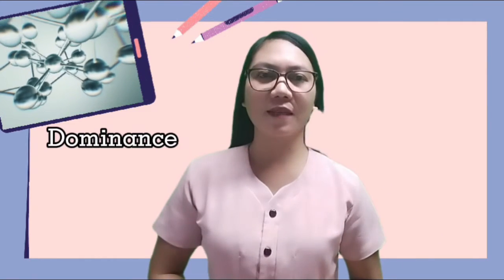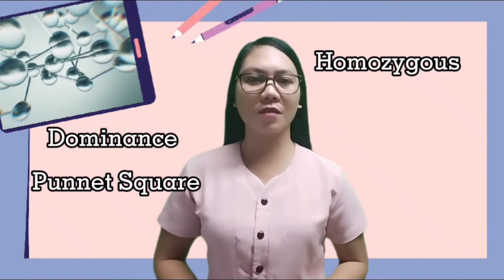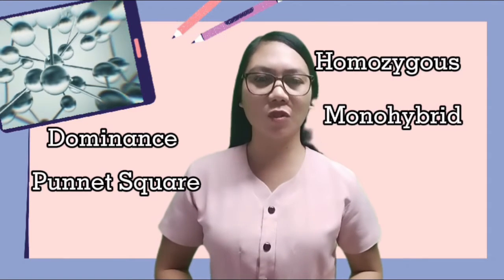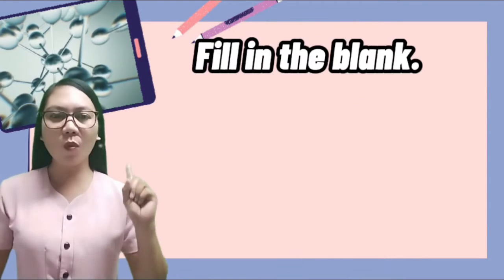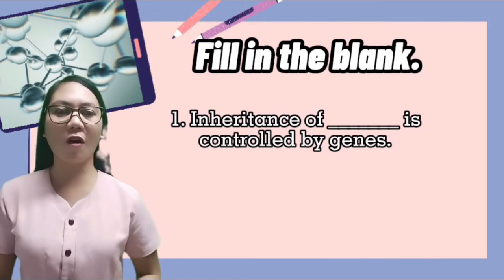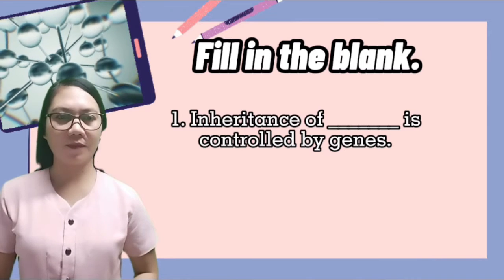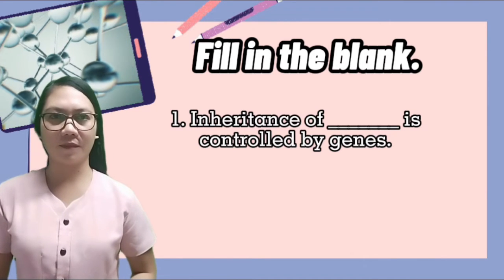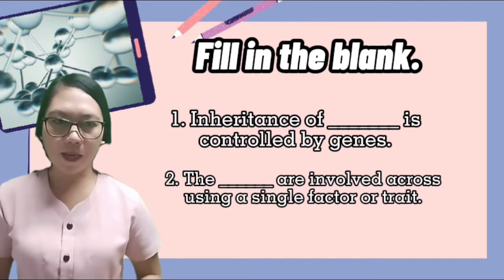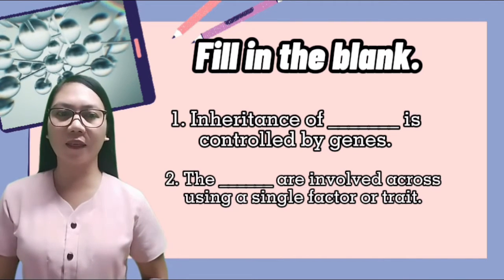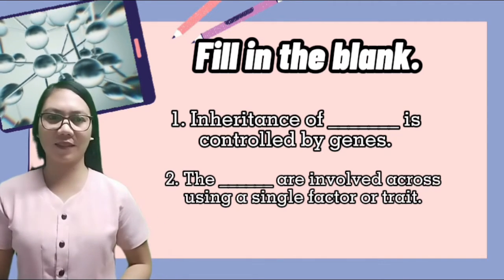Now, let's check your understanding. Get ready with your pen and paper. Fill in each blank with the correct answers from the terms given below. The terms are dominance, Punnett square, homozygous, monohybrid, and traits. For number 1, inheritance of blank is controlled by genes. Number 2, the blank are crosses involving a single factor or trait.